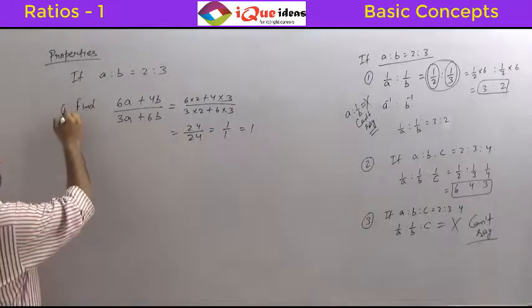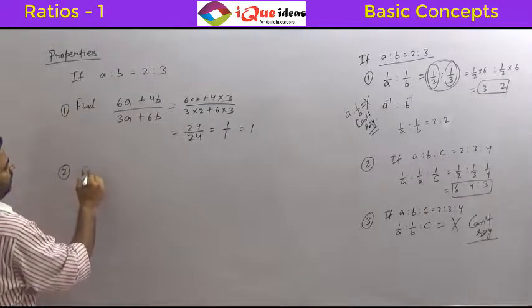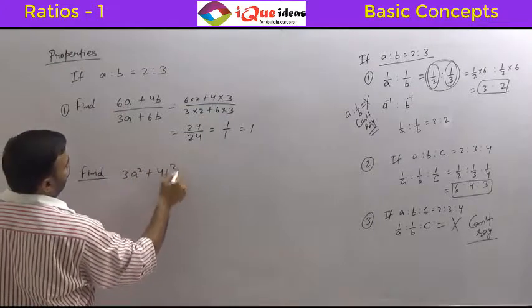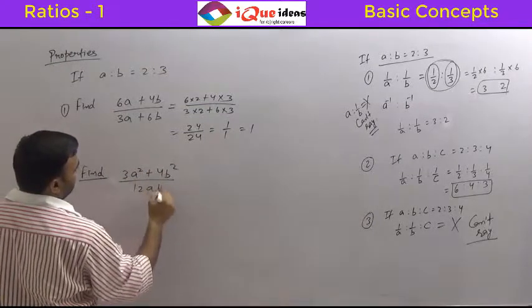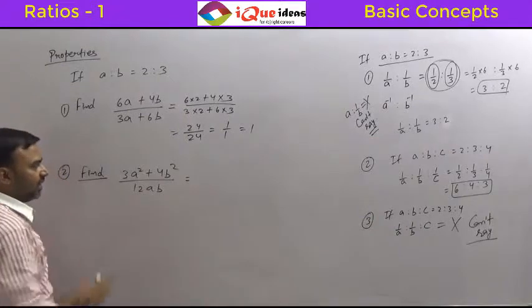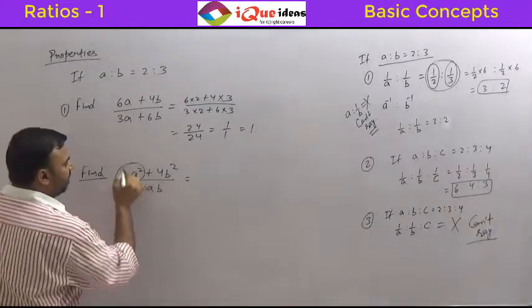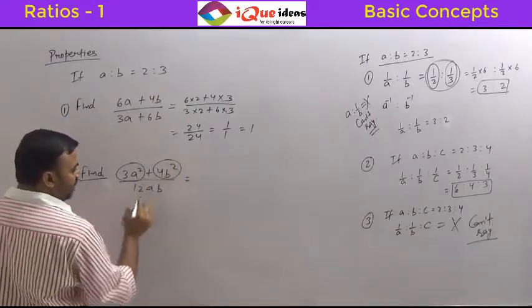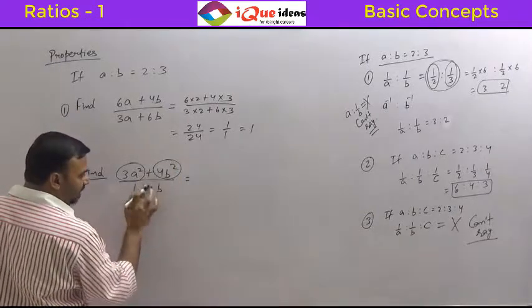But suppose the question says find (3a² + 4b²) divided by 12ab, can we calculate this? Yes, we can still calculate, because the power of this term with respect to the unknown is 2. Power of this term with respect to the unknown is 2. But the power of this term is still 2 because a into b.